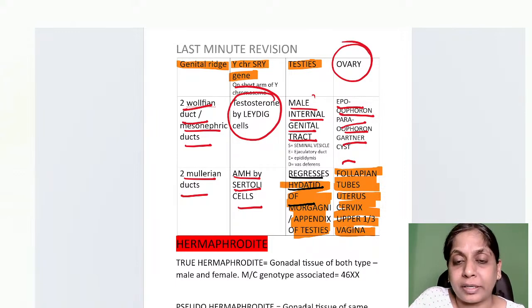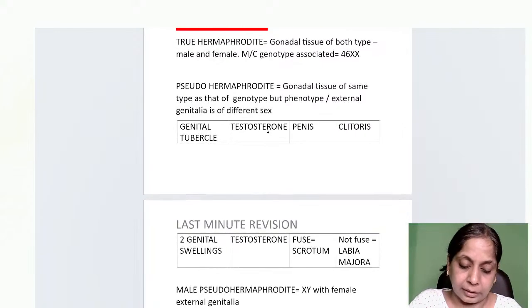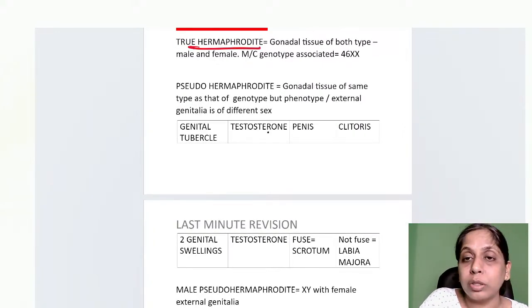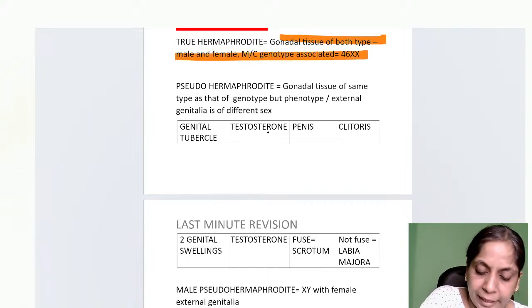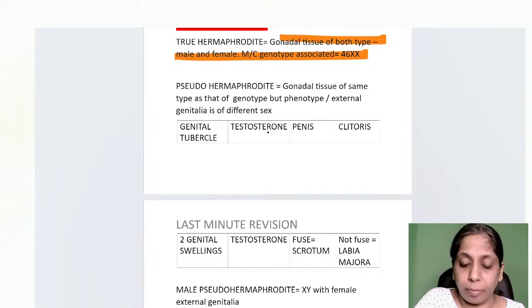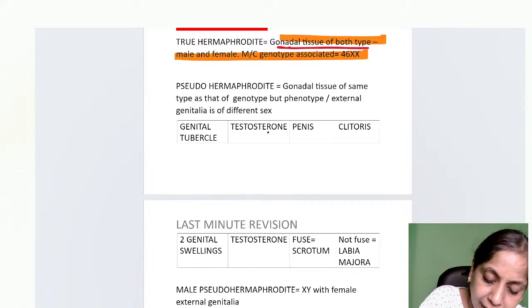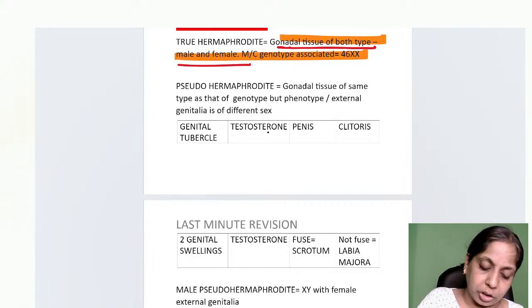So it is quite expected it will be asked from you: what are Müllerian duct derivatives? True hermaphrodite is said of those where the gonadal tissue contains both male and female types. The most common genotype associated with the true hermaphrodite is 46XX. So true hermaphrodite is the one where the gonadal tissue contains both ovary and testicular tissue.